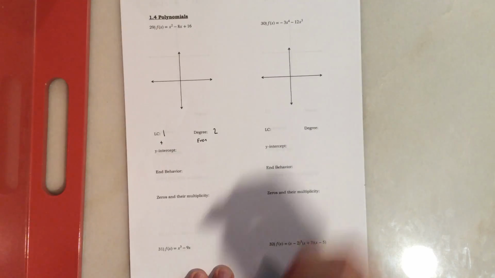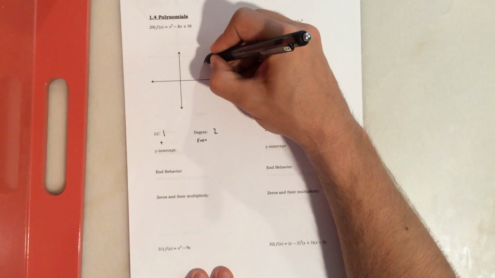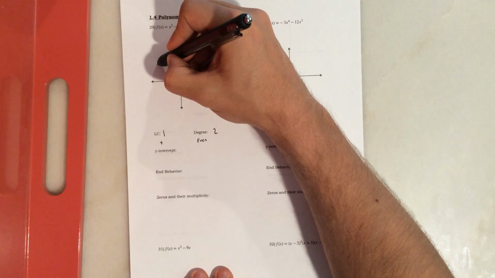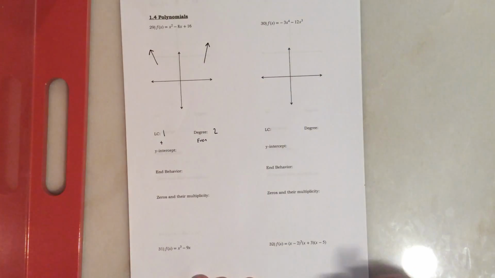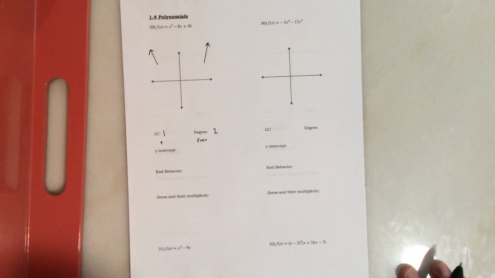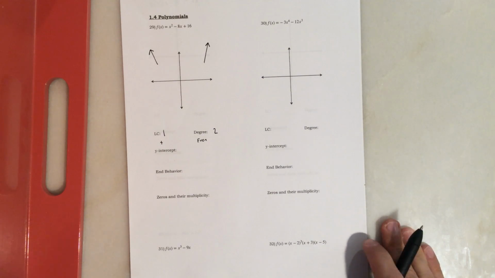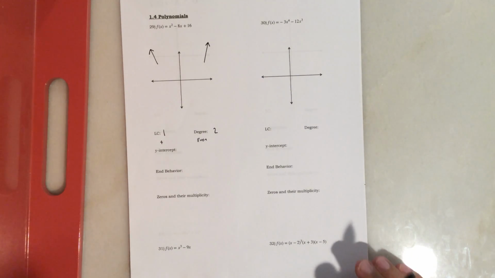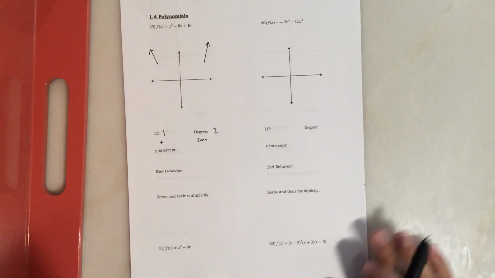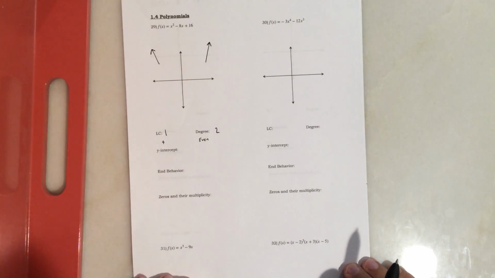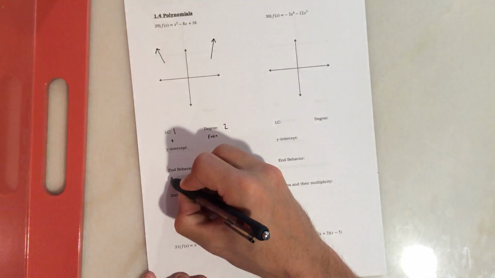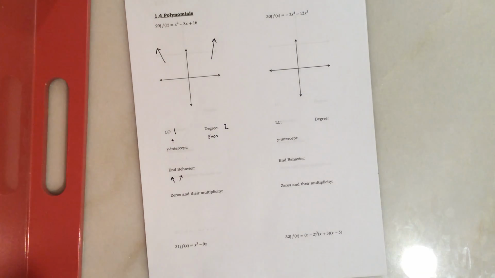So I'm just going to kind of sketch it in. I know that the end behavior will look something like this. Awesome. When I ask you specifically for the end behavior, I don't want you to just draw two arrows. I want you to mathematically denote what the end behavior of this function is. So let's talk about that.